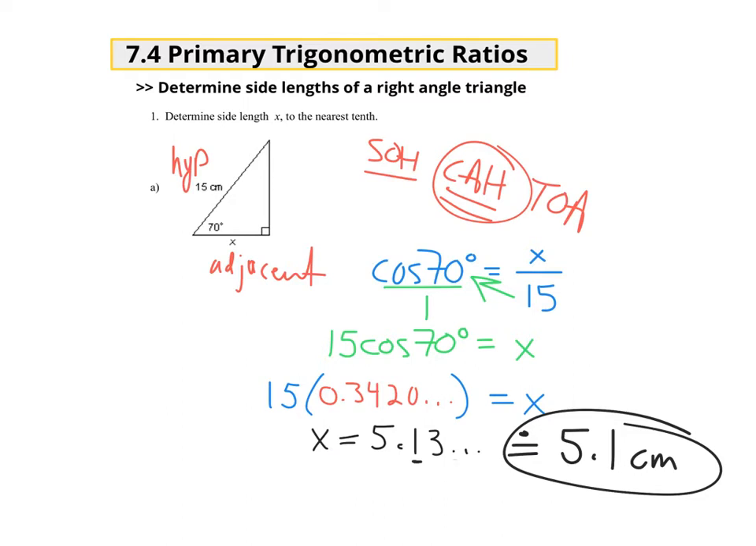And that concludes the first example, determining the side length in a right triangle with a missing side. We were given an angle of 70 degrees and the hypotenuse of 15. And since the missing side was the adjacent side, we used the cosine ratio.